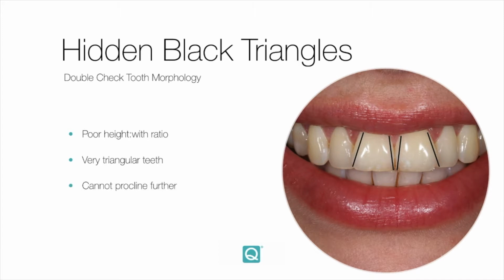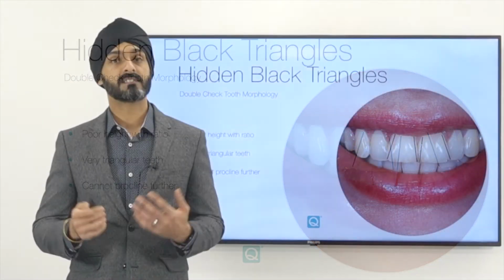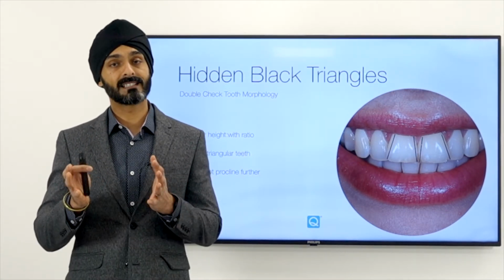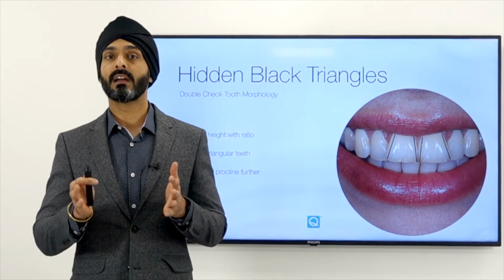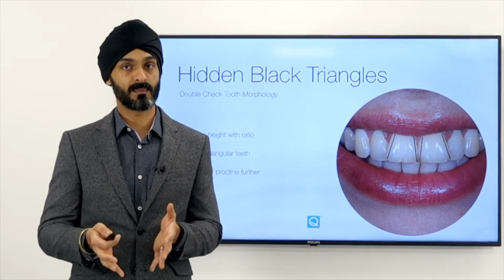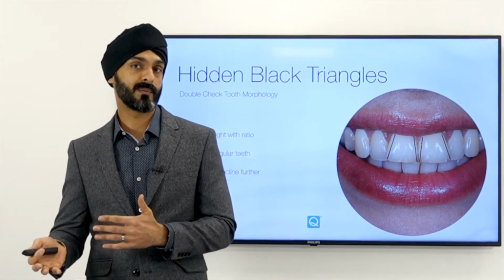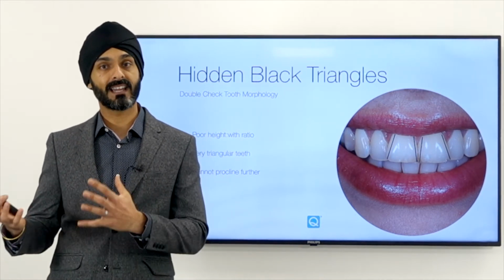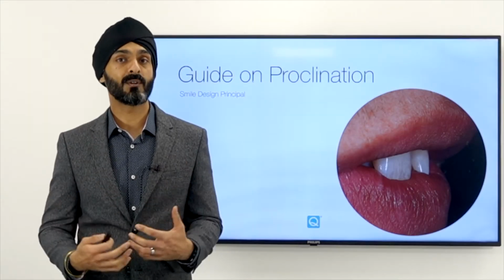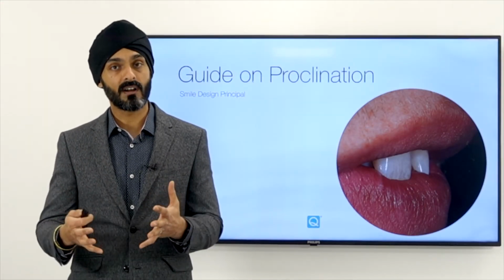So we can't rely on any arch expansion, any proclination of the teeth, because they're already in an ideal position. So in this case, again, we're going to rely more heavily on the IPR. We're going to specify that we want the distal edges of both the centrals to be the areas where we focus our IPR in order to improve the height-width ratio of the teeth and gain space to align all of the teeth as well.